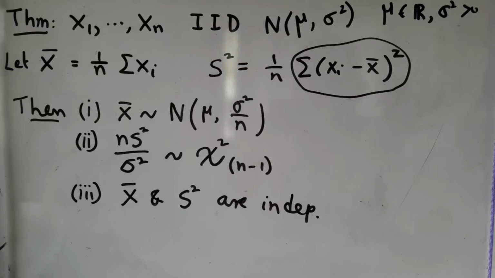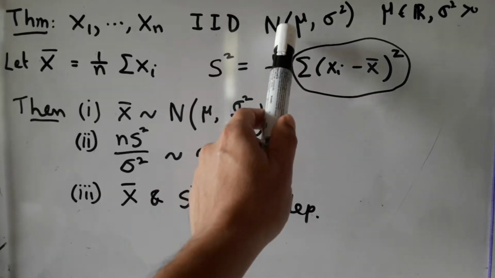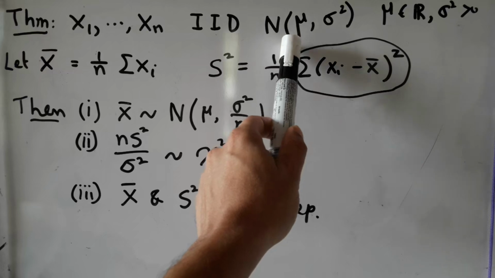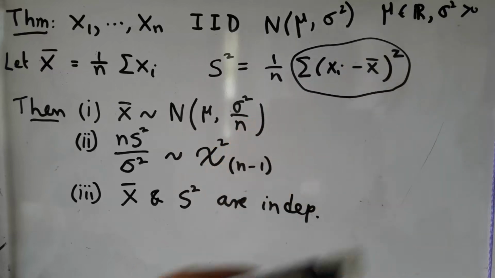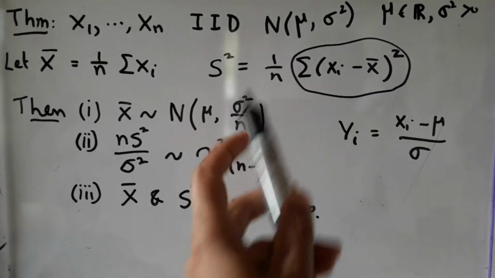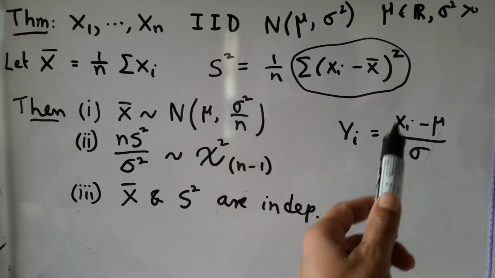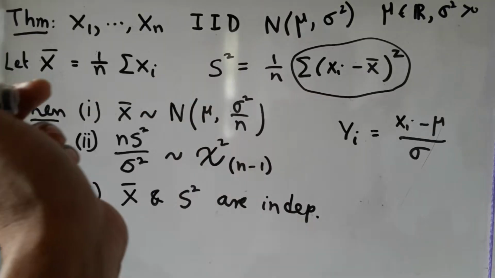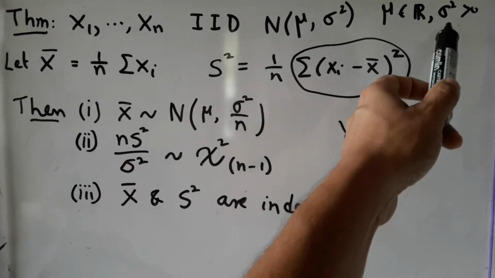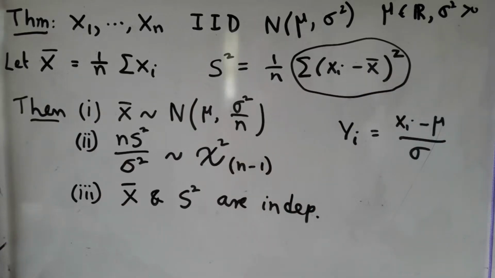Now, before starting to prove this theorem or even discuss this theorem, let me first observe that without loss of generality, I can take mu to be equal to 0 and sigma square equal to 1. And this is the reason. Suppose I define yi as the standardized version of xi, subtract the mean, divide by standard deviation, which I can do because sigma square is positive.